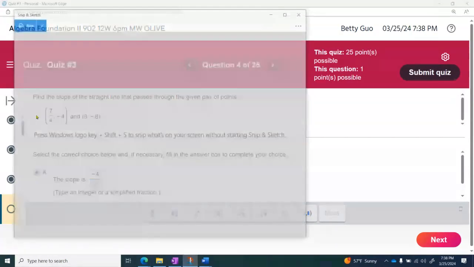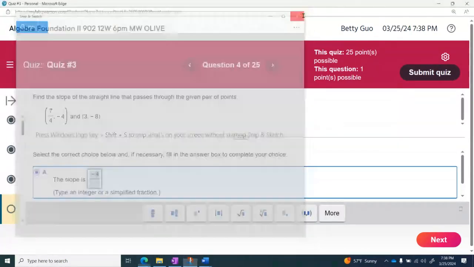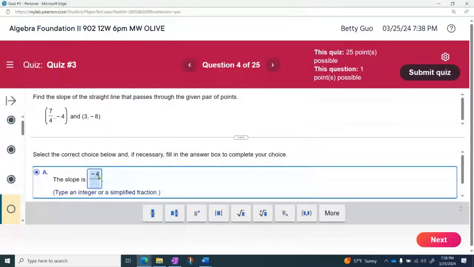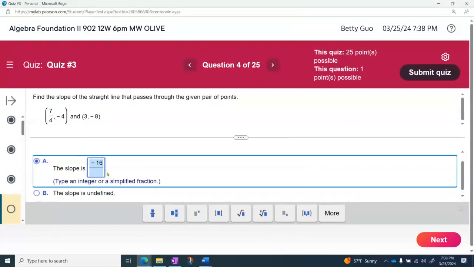You know what? Let me type this. Negative 16 over 5. I do not recommend using the graphical method for this question because it has a fraction.